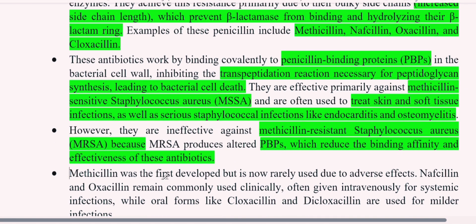Methicillin was the first developed but is now rarely used due to adverse effects. Nafcillin and oxacillin remain commonly used clinically, often given intravenously for systemic infections, while oral forms like cloxacillin and dicloxacillin are used for mild infections.